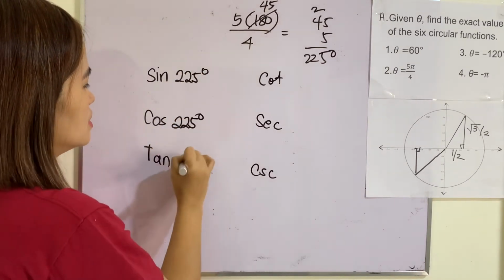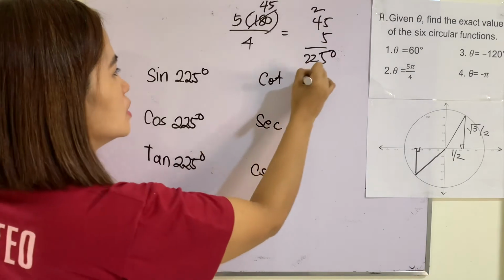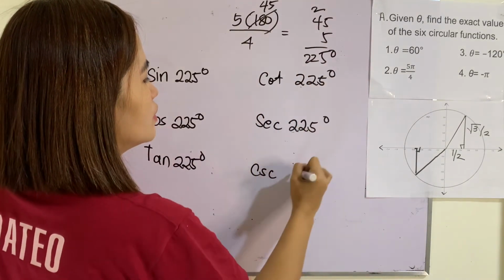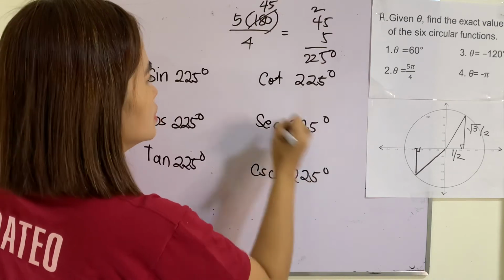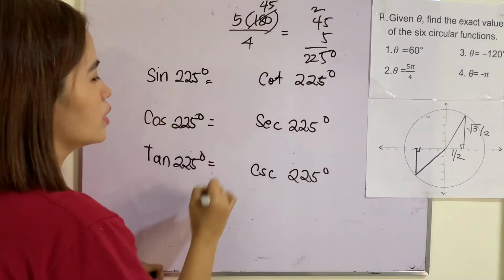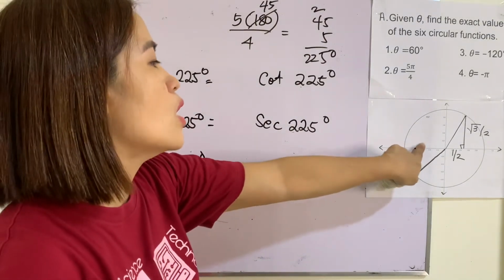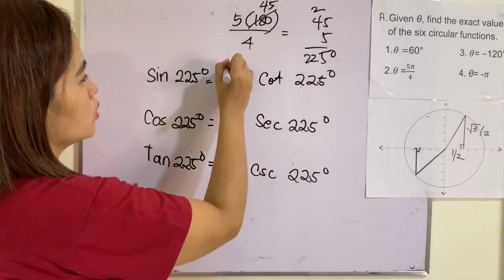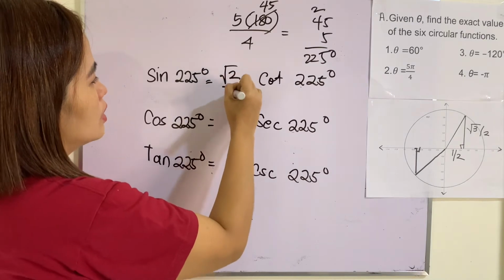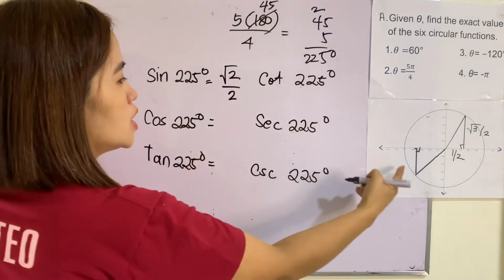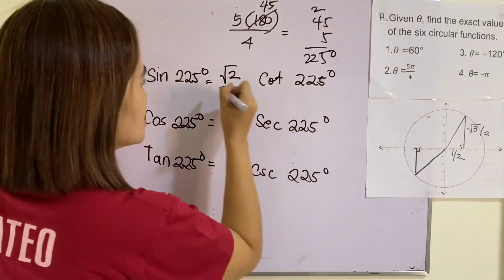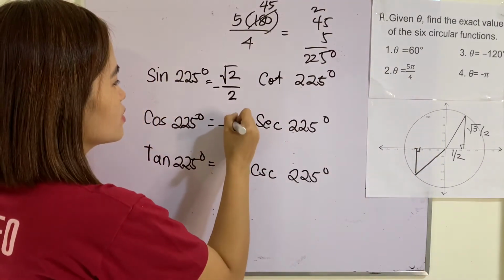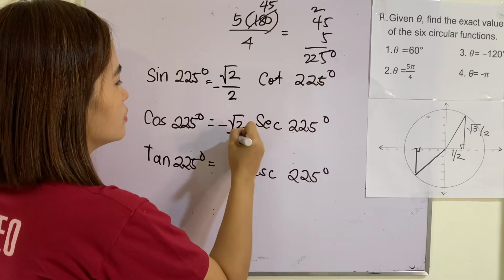225 degrees. Okay. So we know that the length of these two are congruent, the same, or equal, and they are both equal to square root of 2 over 2. But of course, your y here is negative and your x here is also negative. So therefore, they are both negative.